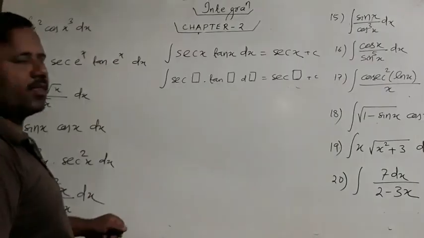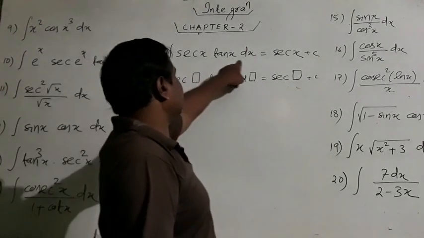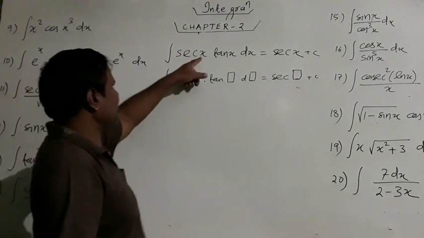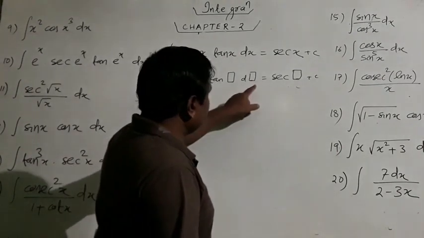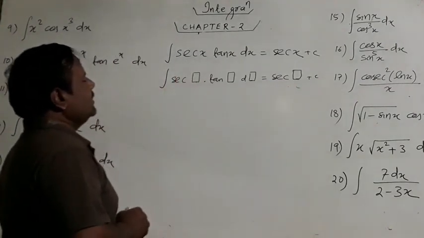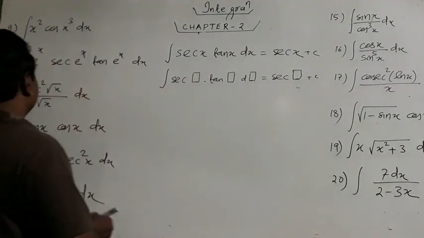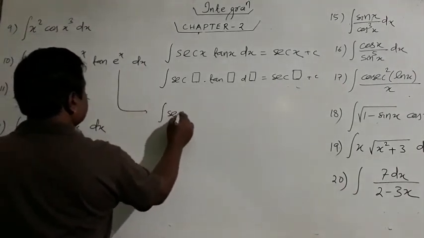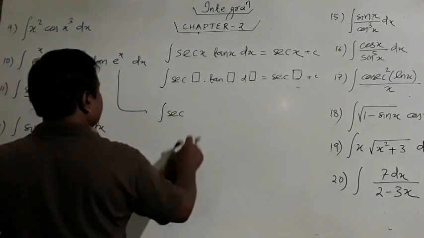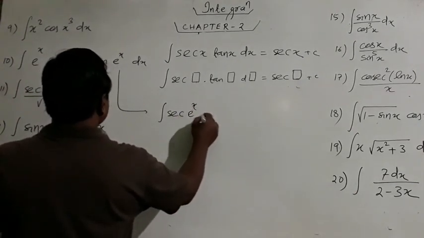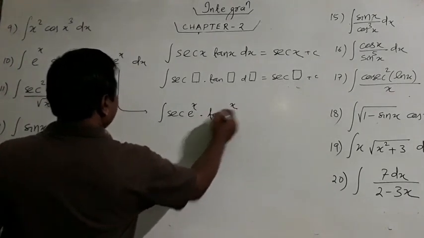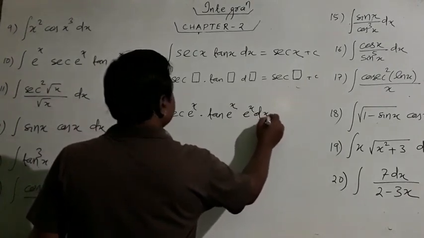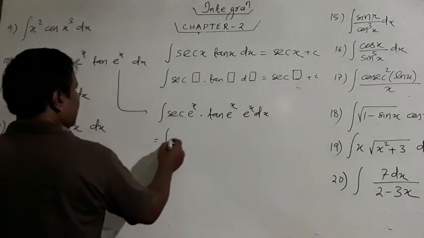Okay. Look at here. We already know the integral of sec x tan x dx is sec x plus c. So sec of something, tan of the same thing, and the derivative of that thing, the result will be sec of that thing plus c. Here what? You have to just convert this number 10 in the form: sec e to the power x, then write tan e to the power x, then write e to the power x, then dx.